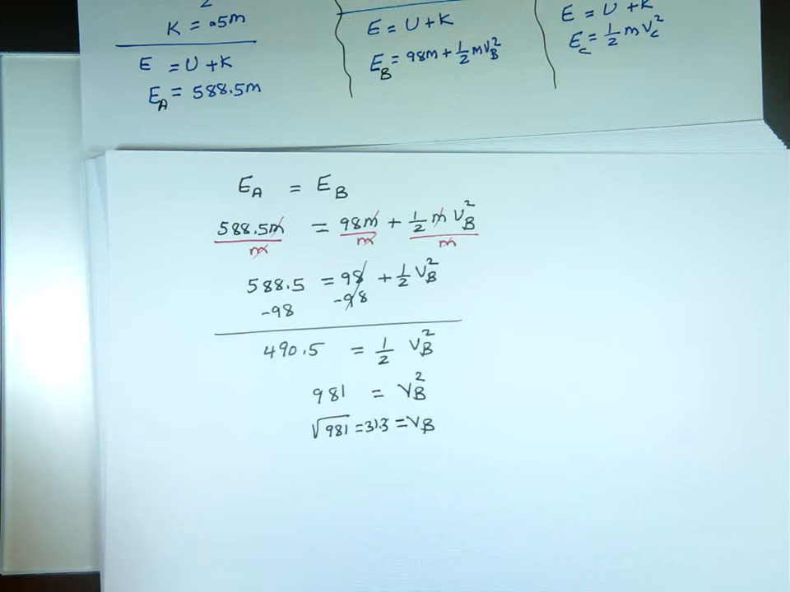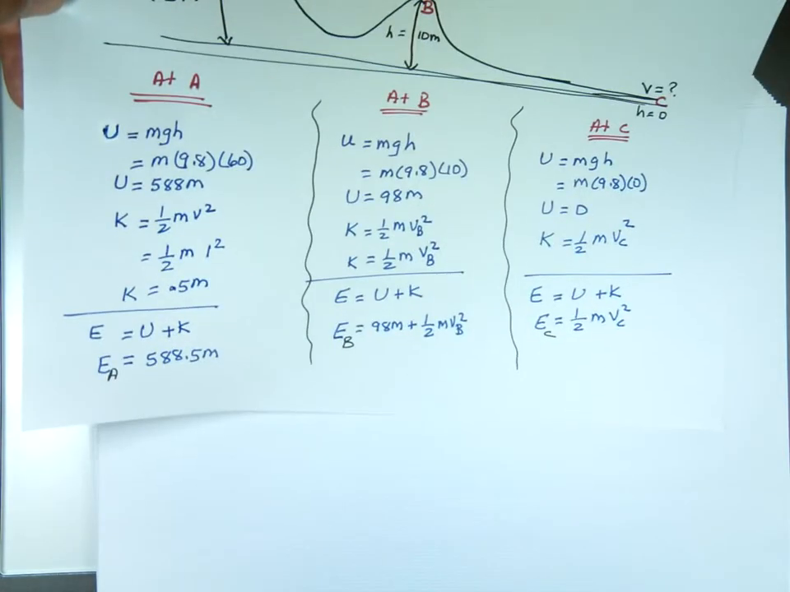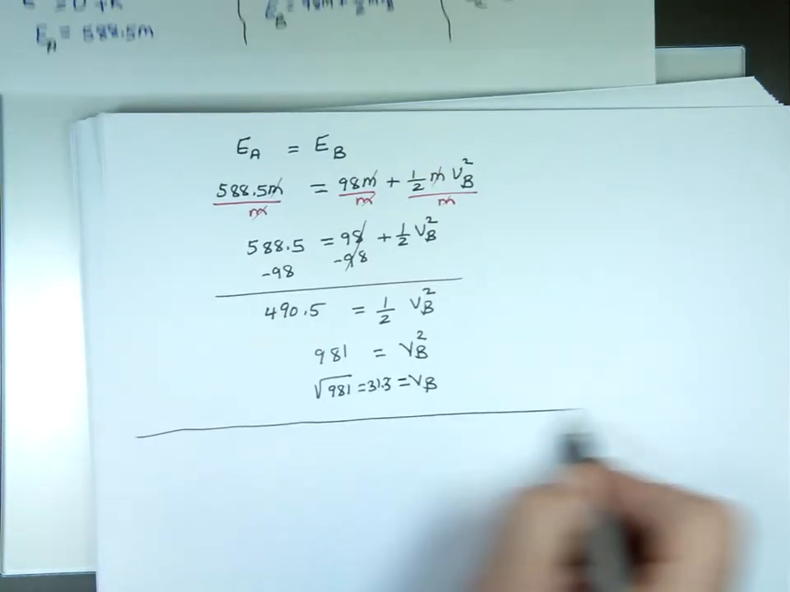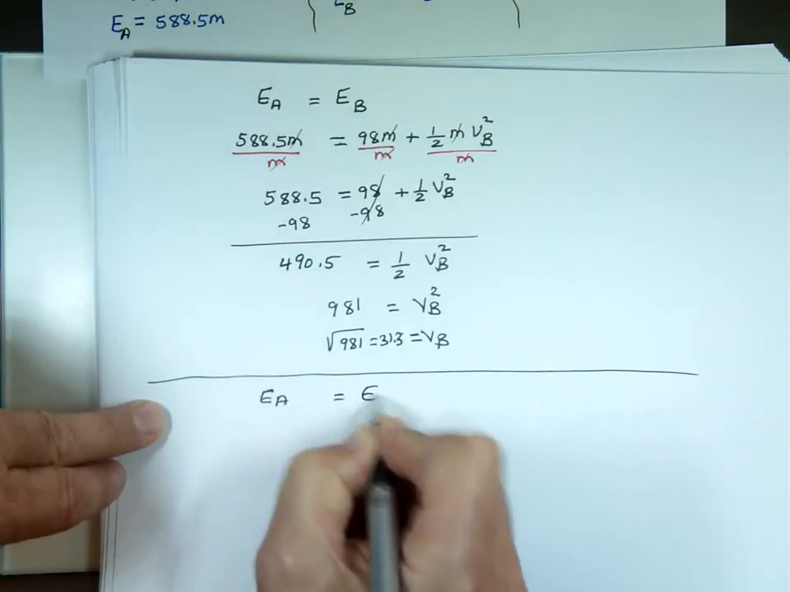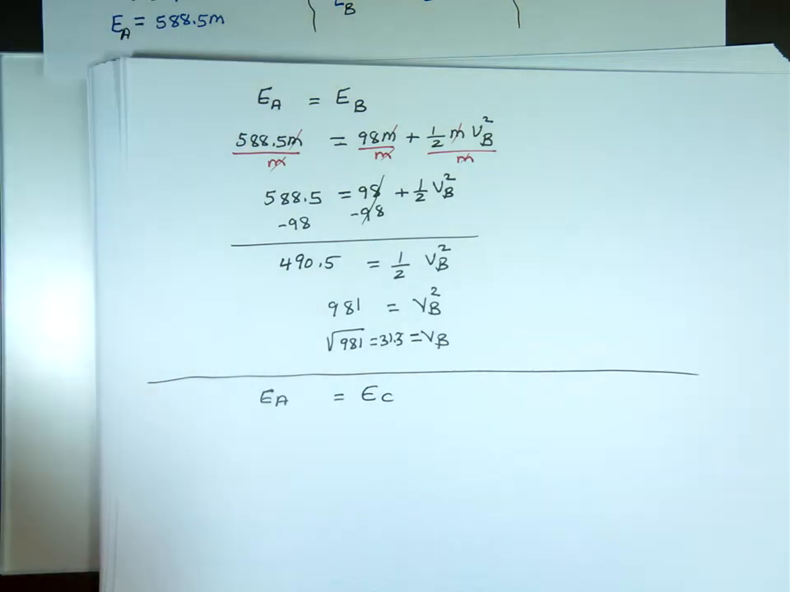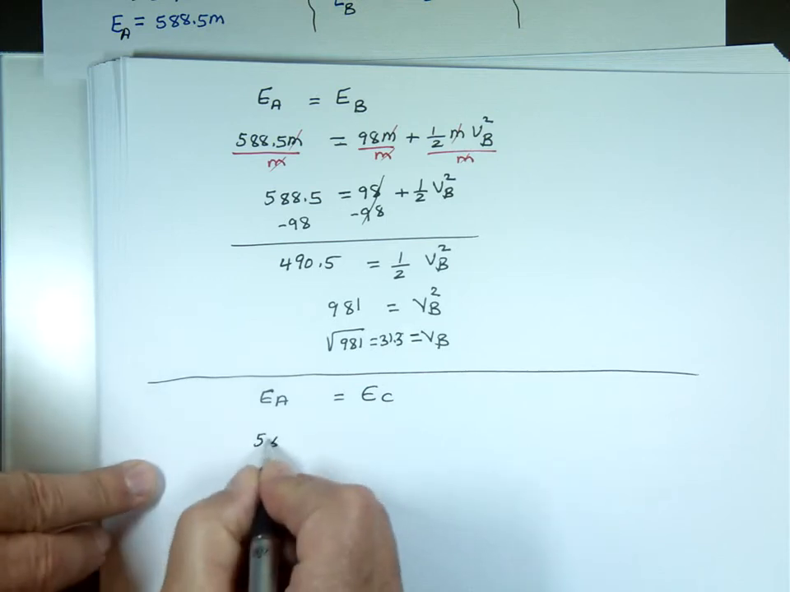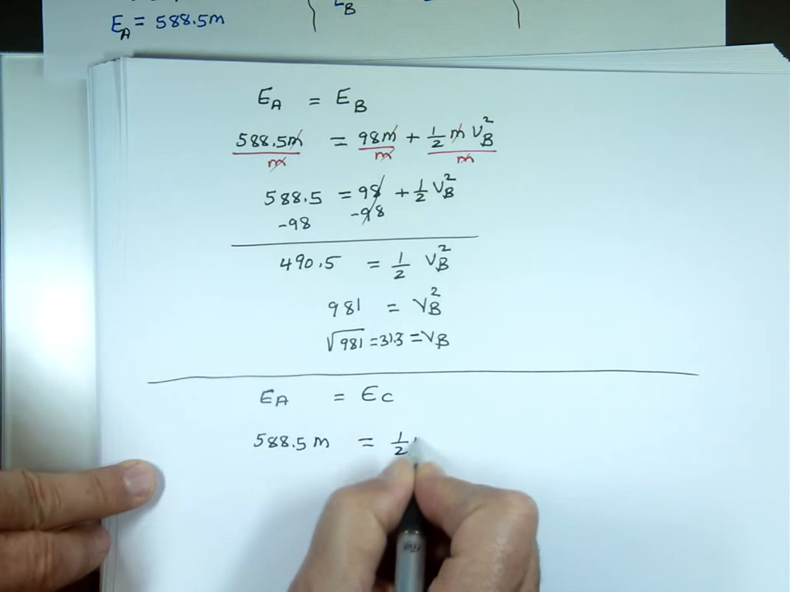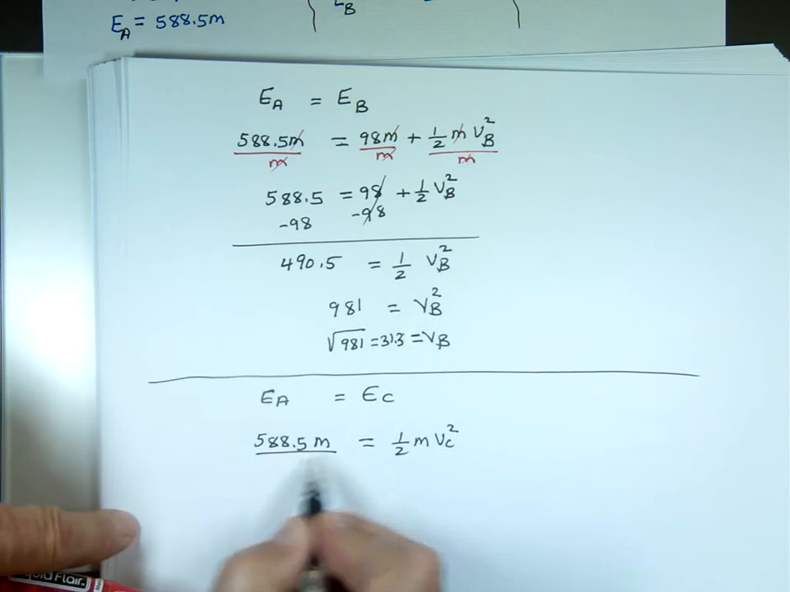Now, if you think that's fast, how fast will you go when you hit point C, right before they apply the brakes? Right there. Remember, the sum at any given point is the same. The sum at A and the sum at C are the same. Anywhere on that track, the sum is the same. Doesn't matter what point you pick. What is the sum at A? 588.5. And the sum at C is 1/2 m vC squared. And the m's will cancel each other out if you divide by m on both sides.